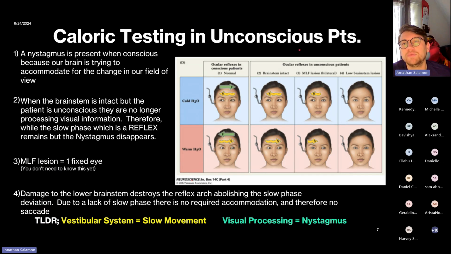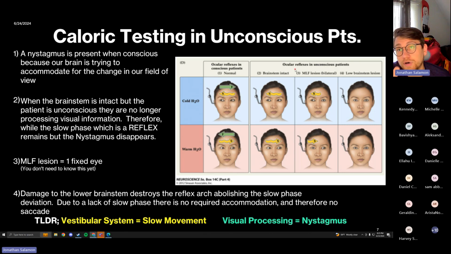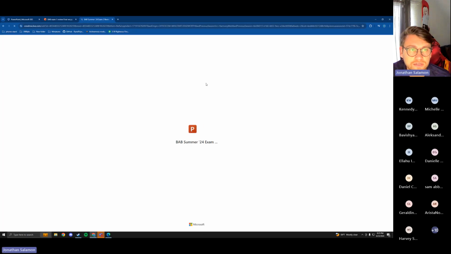So when you do this in an unconscious patient, they should not have a nystagmus. But the slow movement should still be intact. If you have an MLF lesion, medial longitudinal fasciculus lesion, one of the eyes will move and the other one won't.